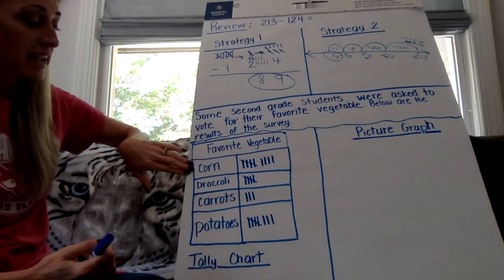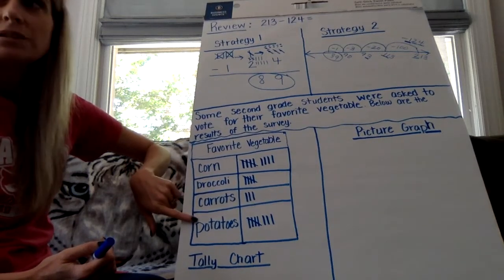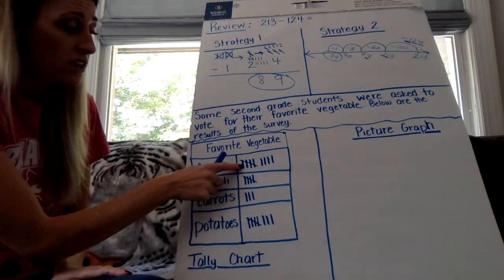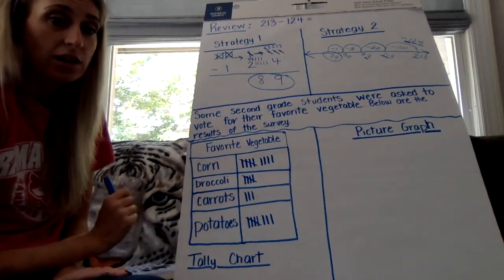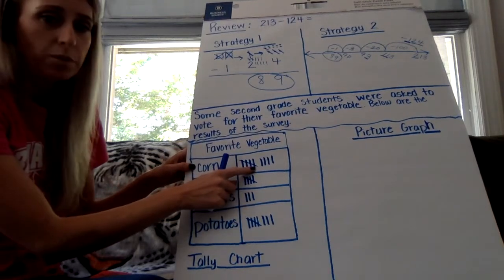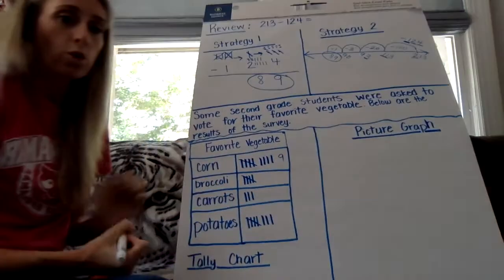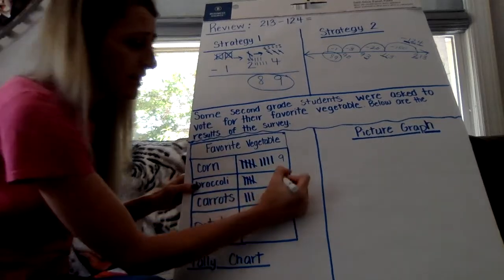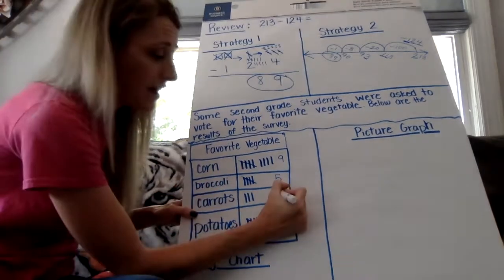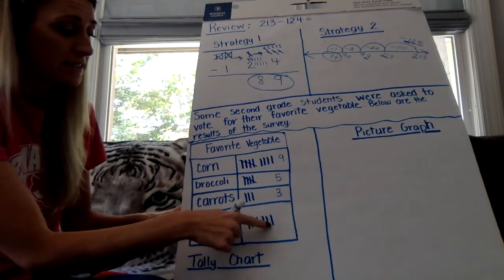So here we have the names, we have the labels: corn, broccoli, carrots, and potatoes. So those are the vegetables that they were able to decide from. And here we see how many second graders voted for each of these. So if I look at corn, I see here's a group of 5, 6, 7, 8, 9. 9 voted for corn. Broccoli has 5, because I can see that 1, 2, 3, 4, shut the door, so we have 5. Carrots have 3. And potatoes have, here's another group of 5, 6, 7, 8.